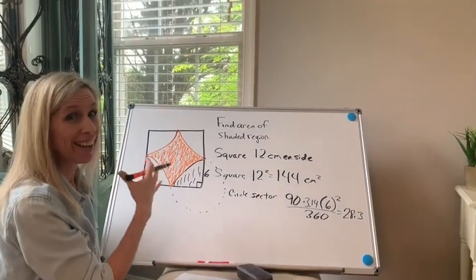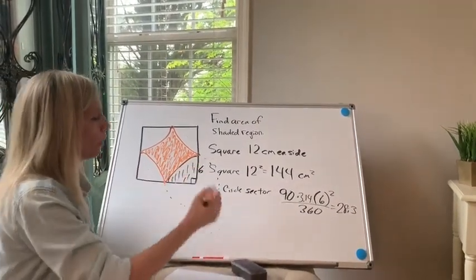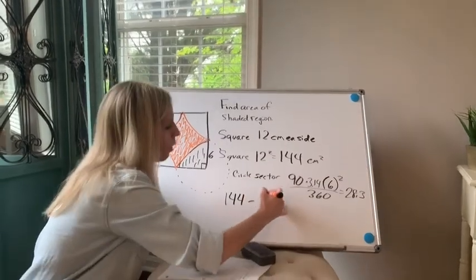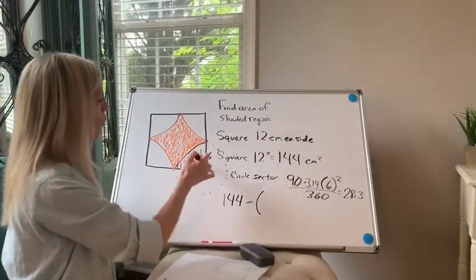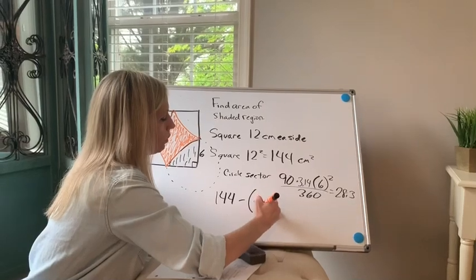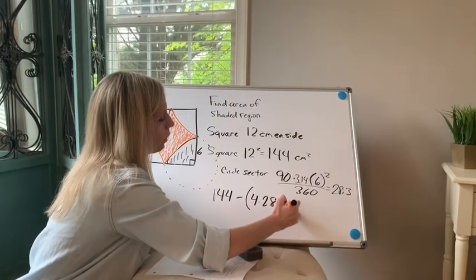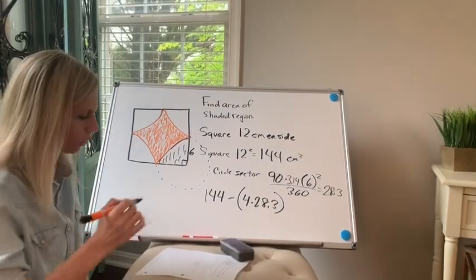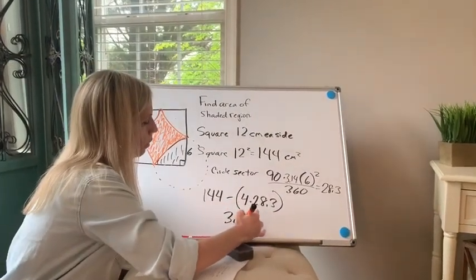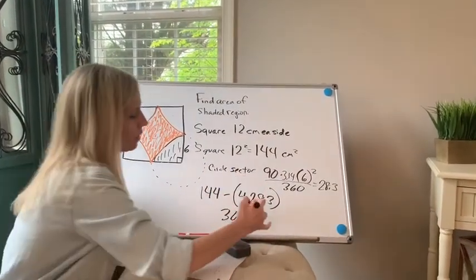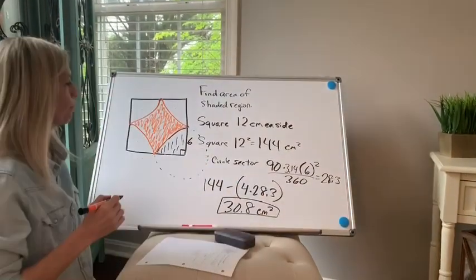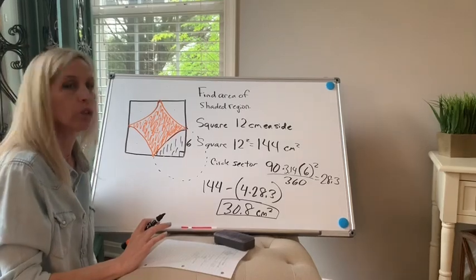So in order to find the area of the shaded part, I want to take my total, which is 144, and then I want to subtract 4 of those 28.3s. So 4 times 28.3. And when you put that in your calculator, you're going to get 30.8, and then it's centimeters squared would be the area of the orange part.